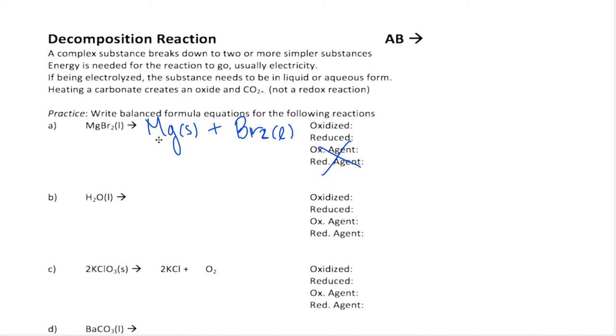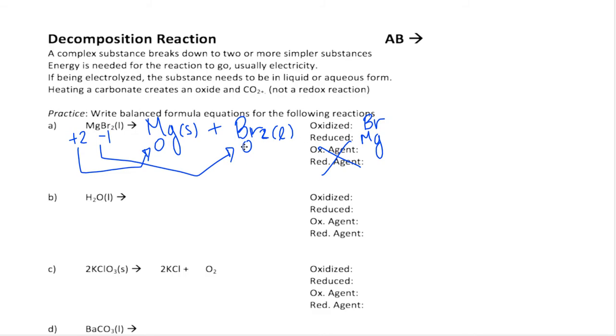This is already balanced. Now over here, the oxidation number is 0, but over here it's a -1 or +2. So if you go from +2 to 0, you are reduced. So magnesium is reduced. If you go from -1 to 0, you are oxidized. So the bromine is oxidized.